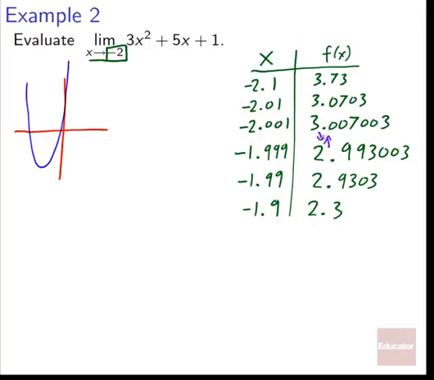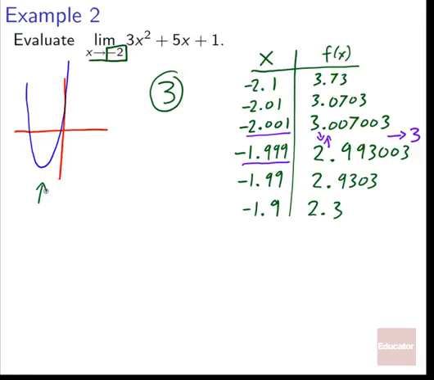As we go in from each side, negative 2.001, negative 1.999, they're getting really, really close to this middle value of 3. So that's what the limit winds up being. The limit comes out to be equal to 3. That is the value that it's approaching. Also, remember how we talked about, well, look at that graph. The way that graph is, it doesn't do anything weird. Everything that we expect to come out of it is what's going to be the function's location, right?